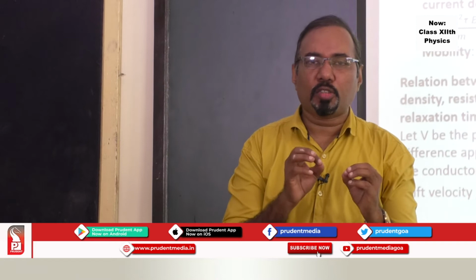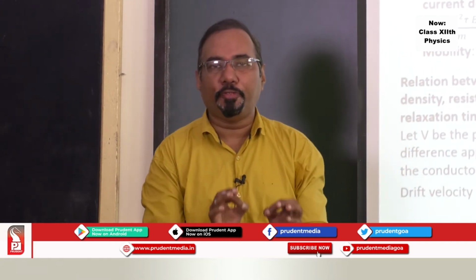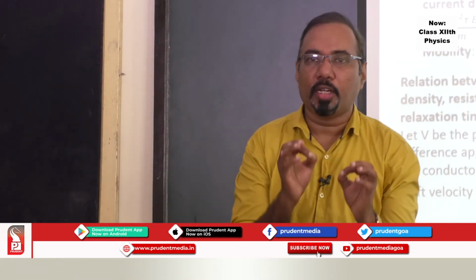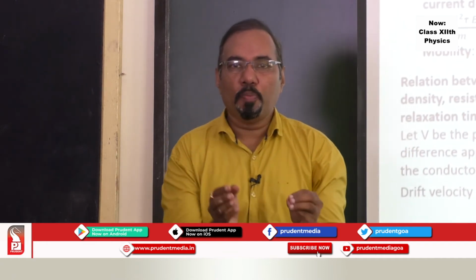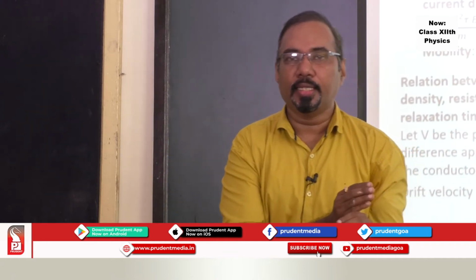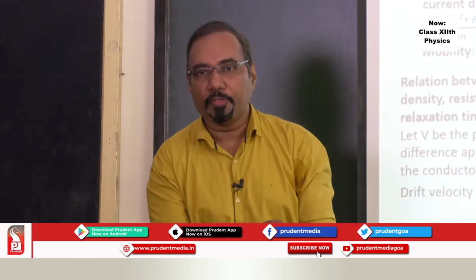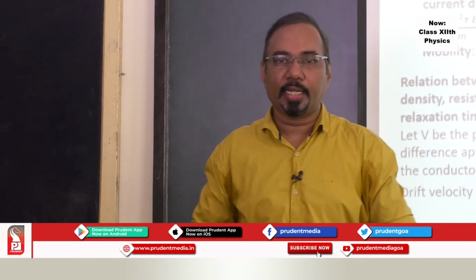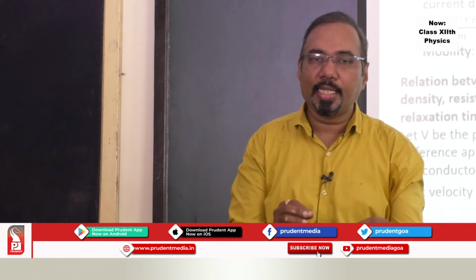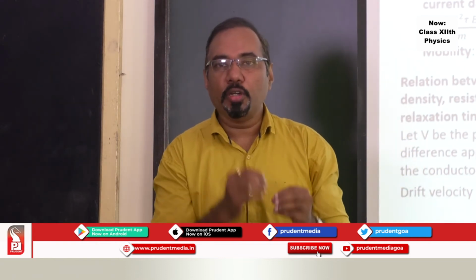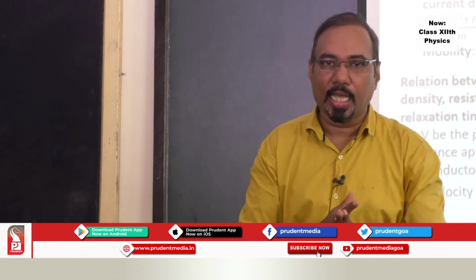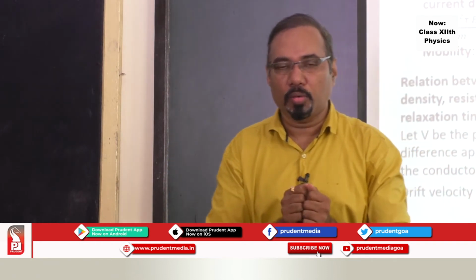So we have discussed what is drift velocity. Drift velocity is the average velocity of the electrons moving from lower potential towards the higher potential in presence of electric field, against the direction of the electric field. Relaxation time is the average time between successive collisions. That is called relaxation time, and it is denoted by tau.